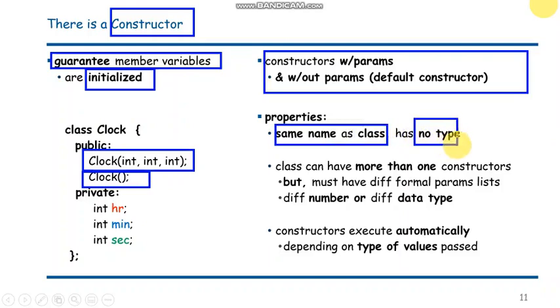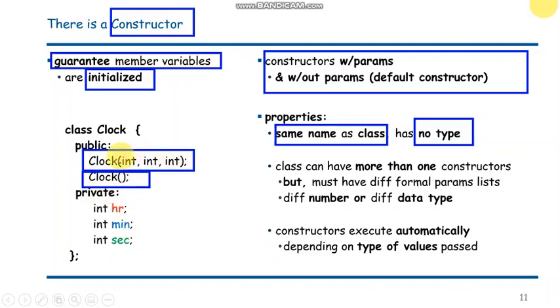You will also see that they don't have a type. If you look here, there is no return type. Constructors do not return any value. A class can have more than one constructor, but what must be made sure of is that they have different formal parameter lists. As you can see here, this constructor with parameters has 3 parameters, and then we have this constructor without parameters, where the brackets are empty.